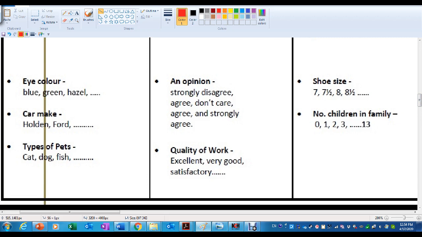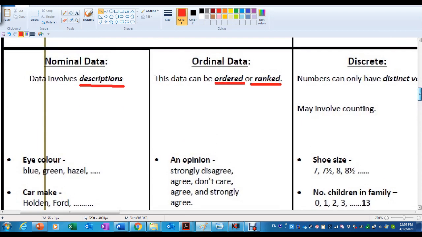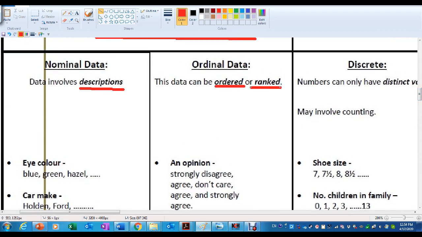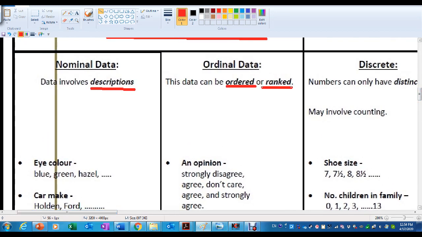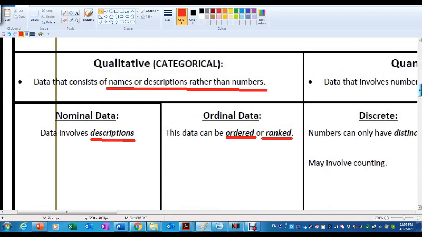Or the quality of your work. Normally in your homework, if you finish your homework beautifully, then we say, okay, that's excellent. And if you just do a decent job, it could be satisfactory, it could be just fair. So that's the quality of the work. That's what we call order or rank. So that's under qualitative data.